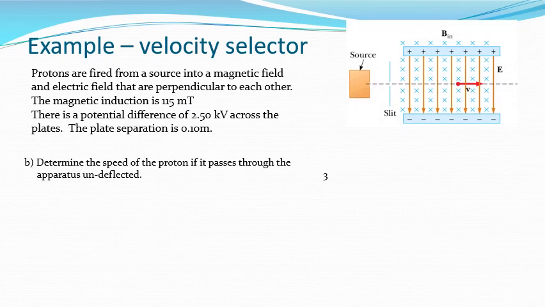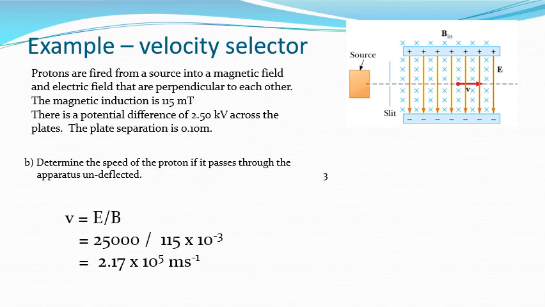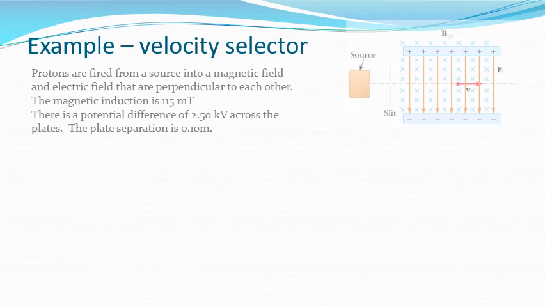Okay, determine the speed. If it passes through undeflected, then the force due to the electric field and the force due to the magnetic field are the same. And so the speed that we need for that will be the electric field strength divided by the magnetic field strength, information which is in the question above. So that gives us 2.17 times 10 to the 5 meters per second for the speed that will be undeflected.